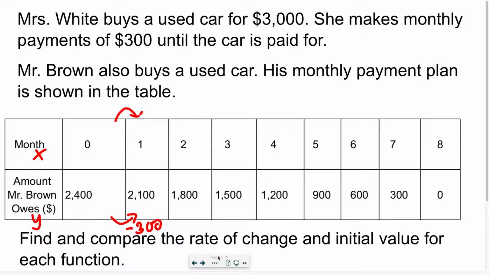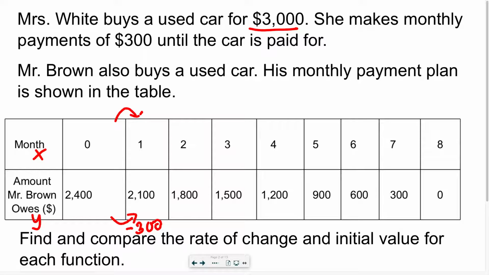3,000. How do you know 3,000? How did Jarek know 3,000? Why not 300? Somebody else. Gunnar. Why 3,000? Why is 3,000 our initial value? Yeah, because she started with no time has passed. So our X value in months would be 0. 0 months passed. And she owes right in the beginning, for our Y value, how much she owes would be $3,000.